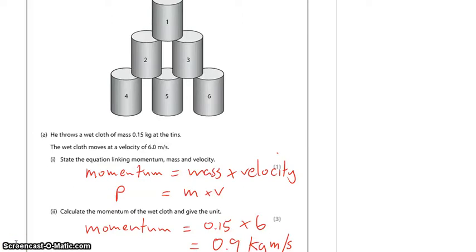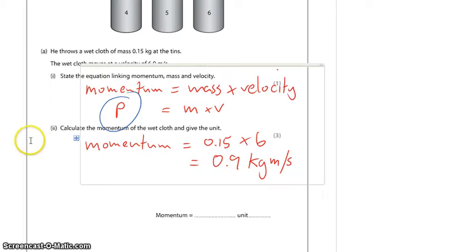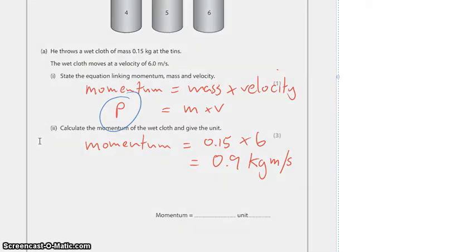Okay, in this one you need to recall the formula for momentum. Momentum is mass times velocity. Be careful if you're going to use symbols that momentum has a symbol P, little p. Then it says calculate the momentum. Well, we need to plug in some numbers, so we get our numbers from up here. The mass is 0.15 and the velocity is 6, so multiply those together and we get 0.9.